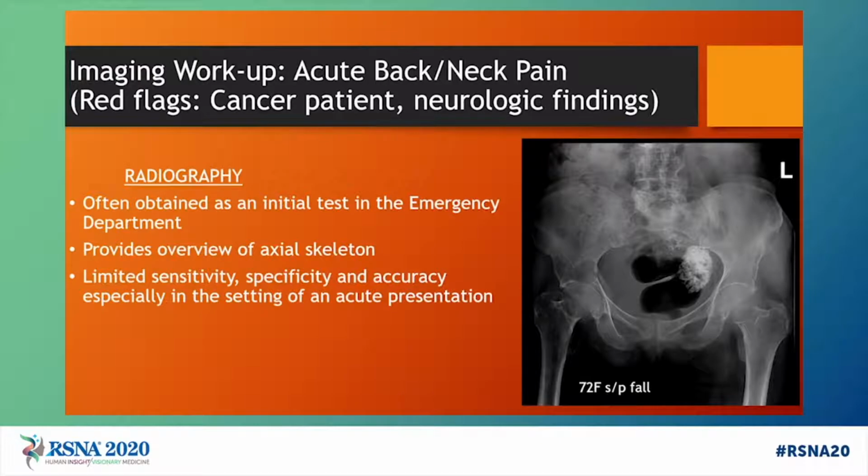The imaging workup in patients with suspected spinal cord compression includes radiography. This study is often obtained as an initial test in the emergency department. It certainly provides a good overview of the axial skeleton. However, it has limited sensitivity, specificity, and accuracy for identifying neoplastic disease within the spinal axis.